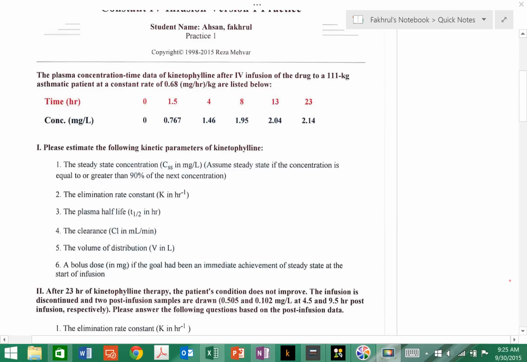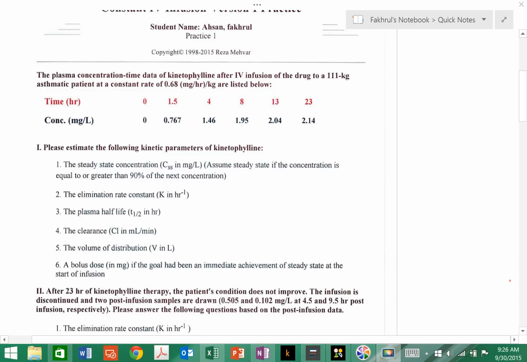Hello class, this is the video for the assignment on IV infusion. In the assignment you will see this first table, where it is asking you to calculate. The first thing it is asking you to calculate is the steady state concentration.